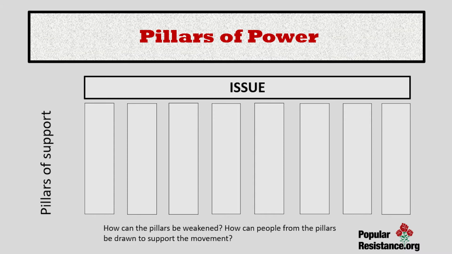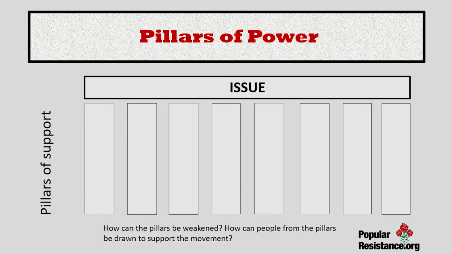And we talked about this in the earlier classes about how one of the goals of the movement is to look at these pillars of power that hold the status quo in place, and then to weaken those pillars of power. Pull people from various pillars, create division within the pillars, to draw them to your movement, to support your movement. So your movement gets stronger. You're building your own pillars of power, and you're weakening their pillars of power.